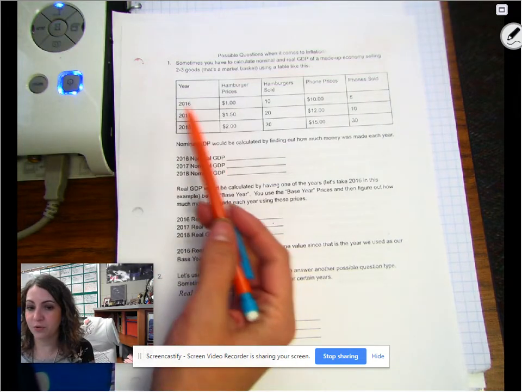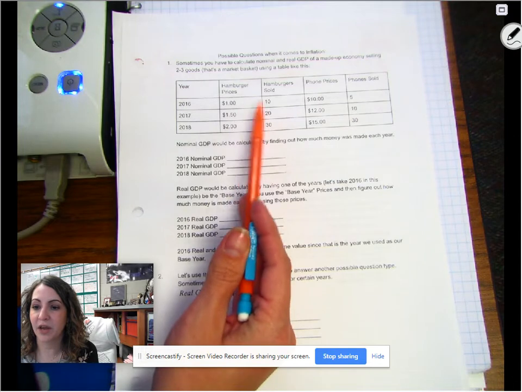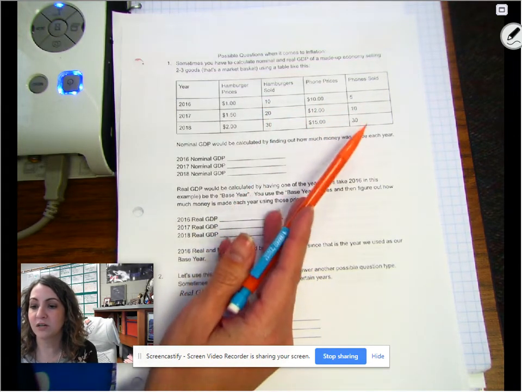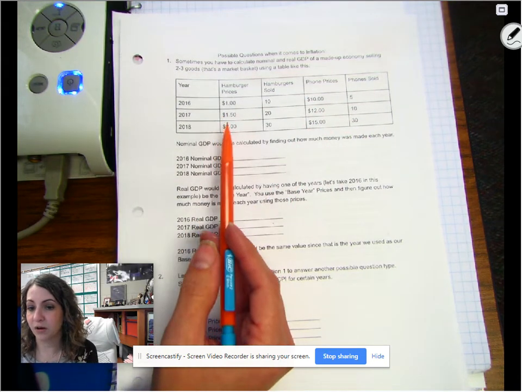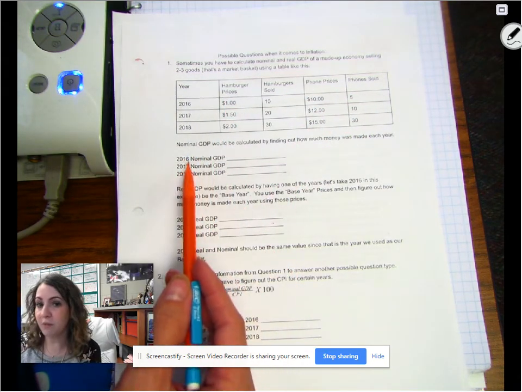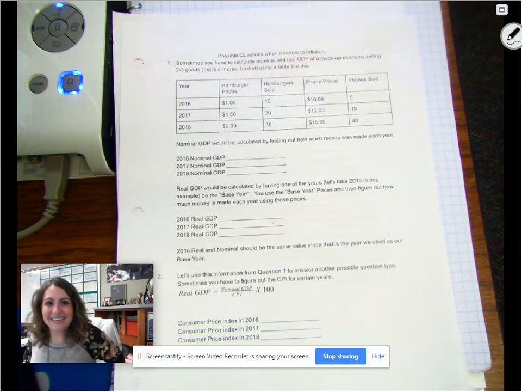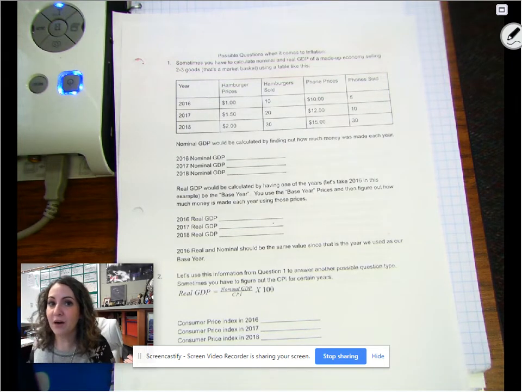So we have 3 different years. We have 2 different items that were sold, hamburgers and phones. We have the amount that was sold for each of the years, for each of the products, and the prices of those years and products. So for nominal GDP, this is if a table like this is given to you. Sometimes they'll give you real GDP and a CPI or something, and then you're just plugging it into an equation. But this is without other information.